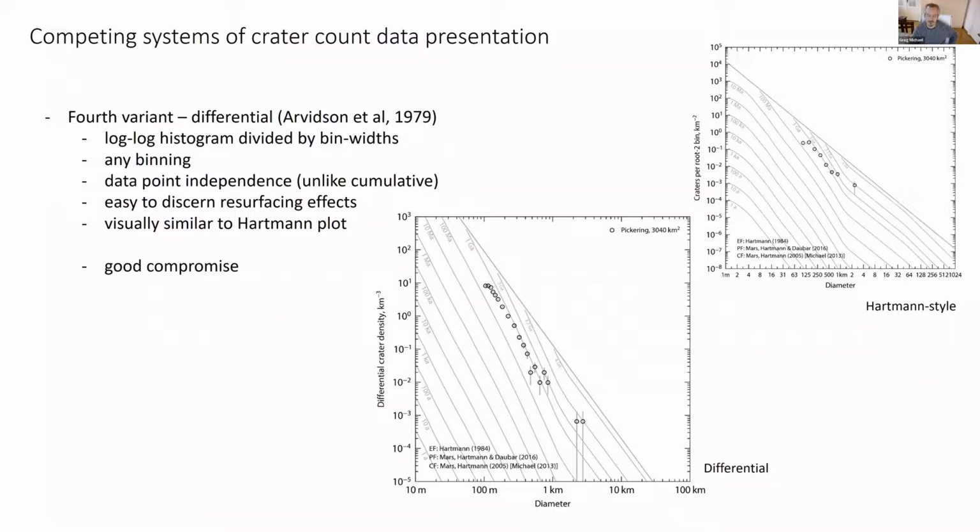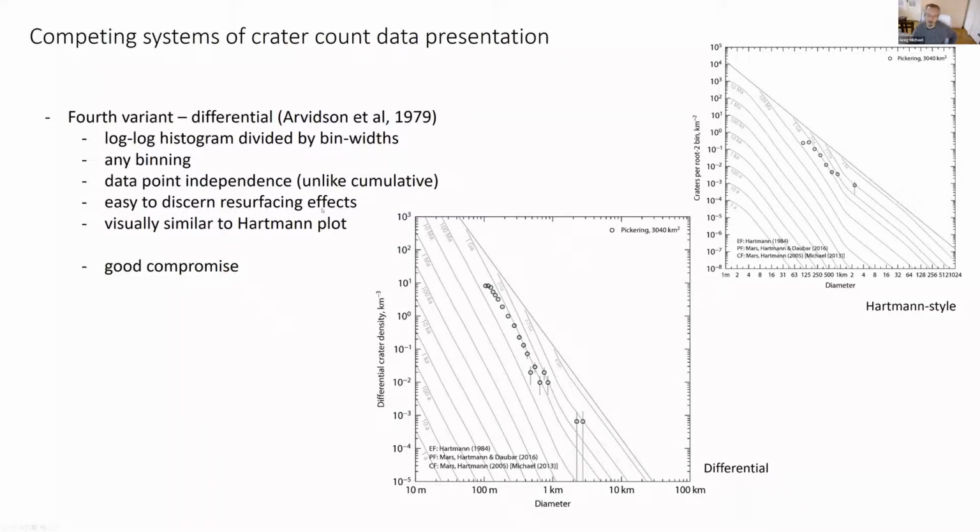In some cases, it can be advantageous to use finer binning because you can see some structure in the size frequency distribution that can tell you about modifications of the surface and interesting things that are happening in the geology. It has the advantage, like Hartman's, that each point is independent of the others, so it's like an independent measurement, and that eventually makes the mathematics of treating the age extractions rather easier and more reliable. As I say here, it's easy to discern resurfacing effects.